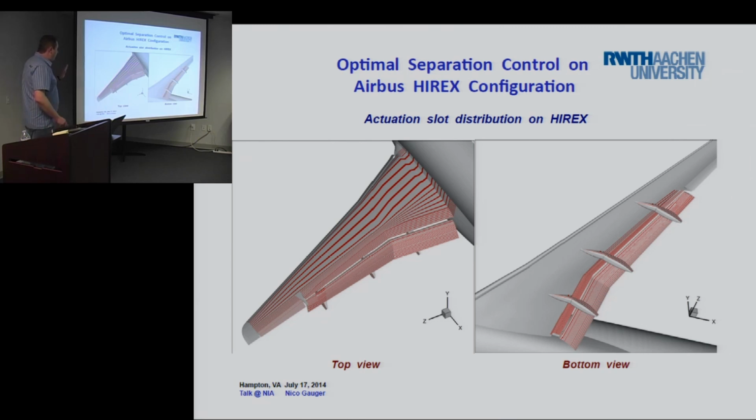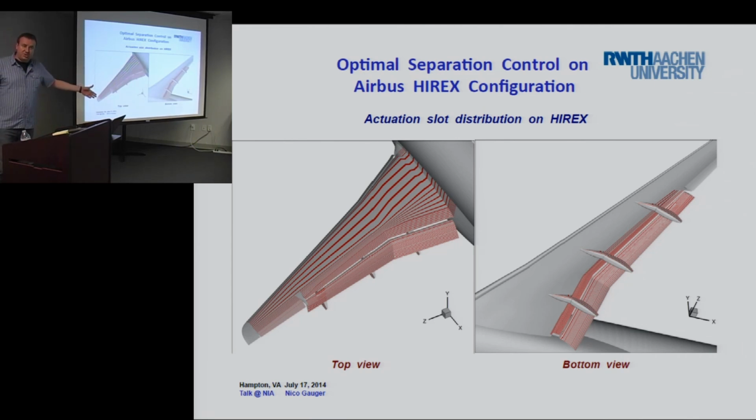They had a half wind tunnel model, as you see here. It's an Airbus configuration, the so-called Hyrex configuration. Top view, bottom view here. And here on the shoulder, the nose of the shoulder of the flap, alongside here you have an actuation slit for pulsed actuation for suction and blowing. And for this, we have a wind tunnel model and can do experiments.